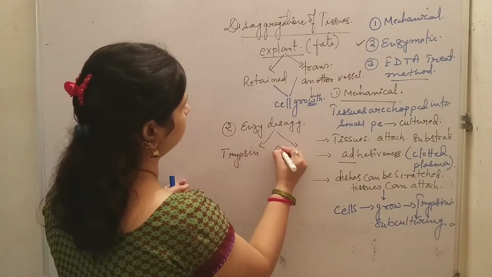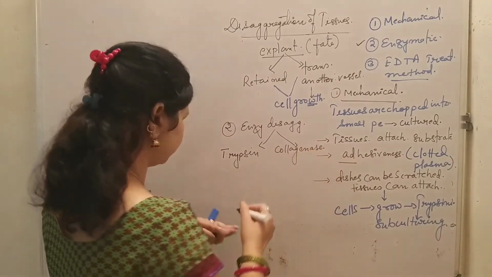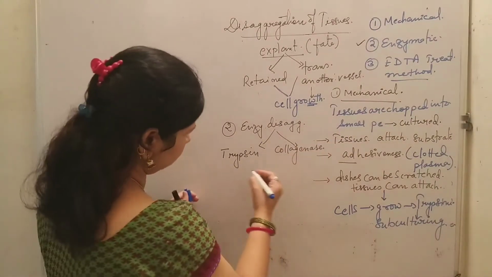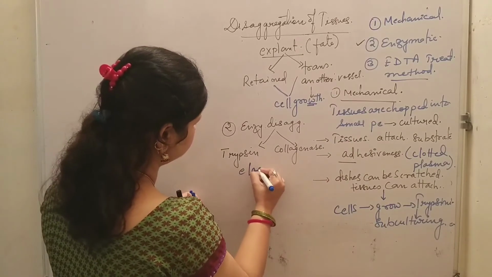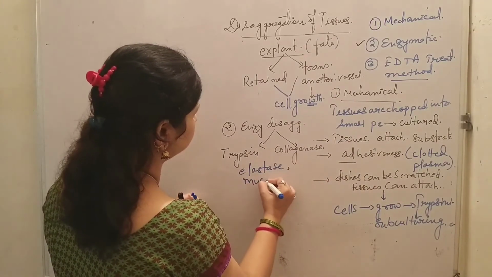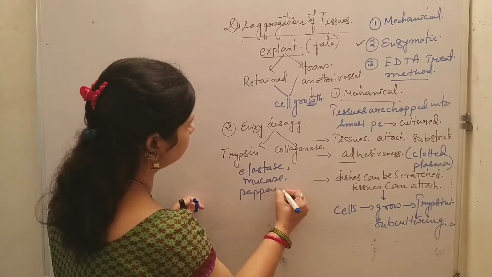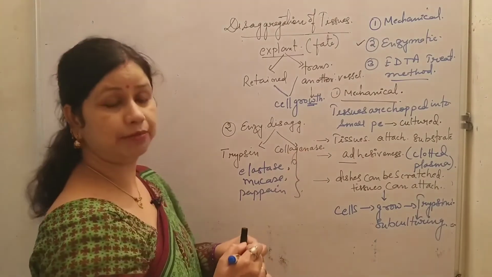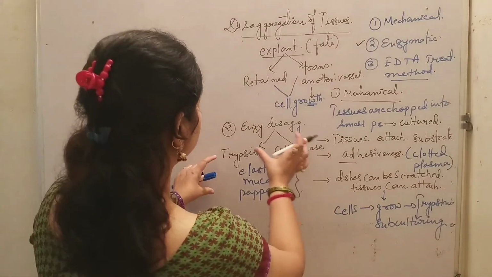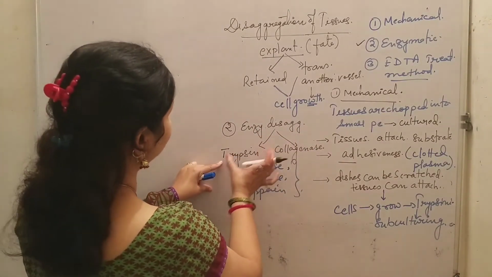Trypsin and collagenase enzyme. Some other enzymes can also be used, such as elastase, mucase, papain. So these are some other enzymes which can be used to disaggregate the tissues. There are two types of enzyme which are most commonly used, trypsin and collagenase.